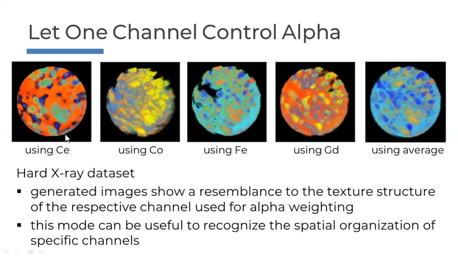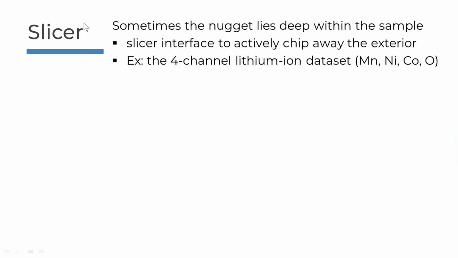So here on the left, we use the cerium. Here we use the cobalt. Here we use the ferrum, the iron, gadolinium here, and here we use the average, right? Each of these pictures brings out different structures in that volume, and you can still see what else is around. Something that was frequently requested was a slicer, like a clipping tool where you can actually clip the volume to expose inner structures. So basically chip away the exterior.